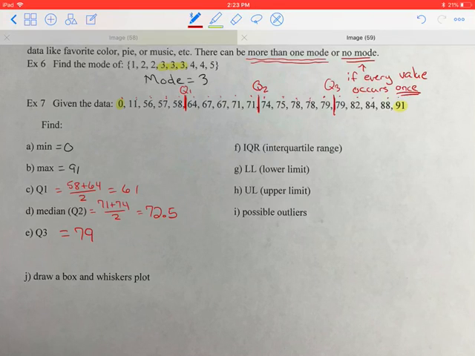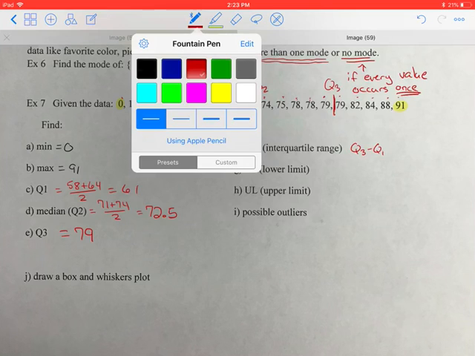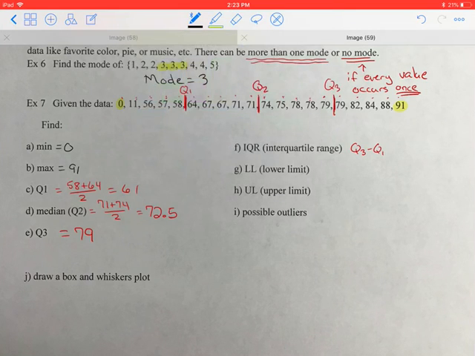All right, so now we have interquartile range. Remember, this is Q3 minus Q1. Let me switch back to my other color. So that would be 79 minus 61, which would be 18.